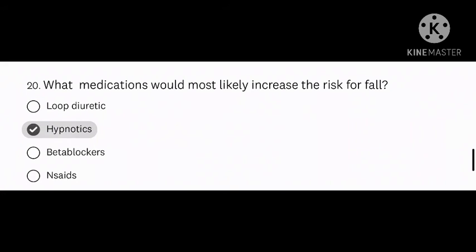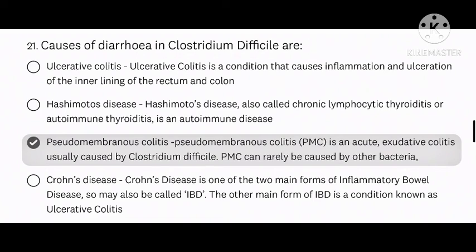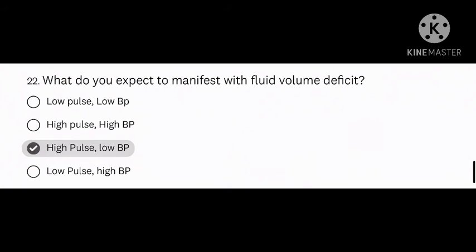What medication would most likely increase the risk of fall? Answer: hypnotics. Causes of diarrhea in Clostridium difficile are pseudomembranous colitis, PMC, is an acute exudate colitis usually caused by Clostridium difficile. PMC can rarely be caused by other bacteria. What do you expect to manifest with fluid volume deficit? Answer: high pulse, low BP.